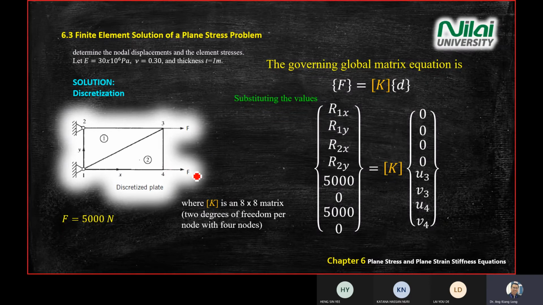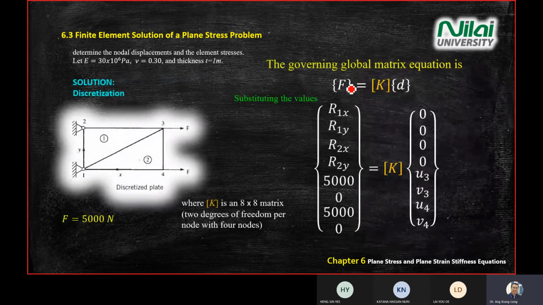Point number 4, x direction, I have 5,000. Y direction, I don't have force, so I get 0. And the displacements here, point number 1, U10, V10, U20, V20, and you have a displacement at point 3 and point 4. So this is the first set of equations that you should see on your answer sheet. Yeah?